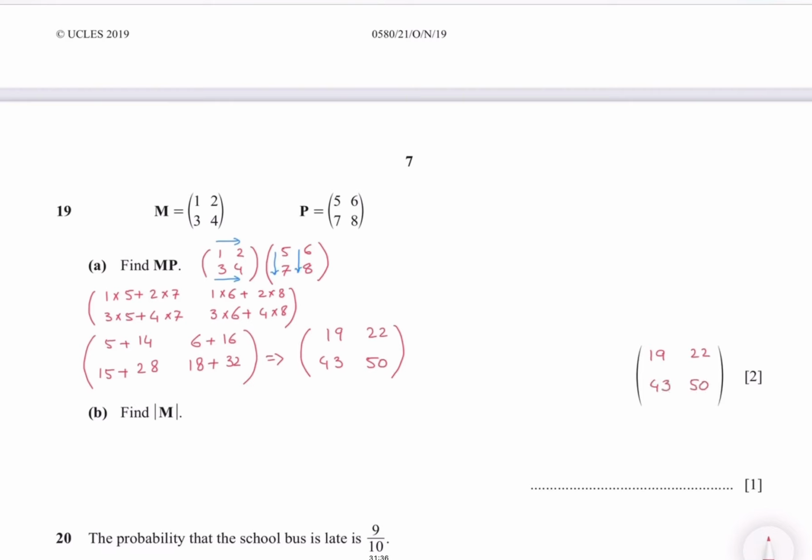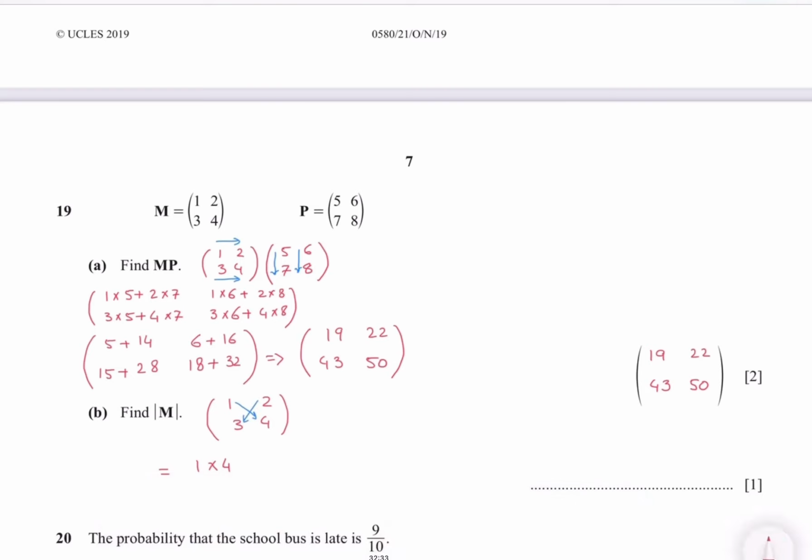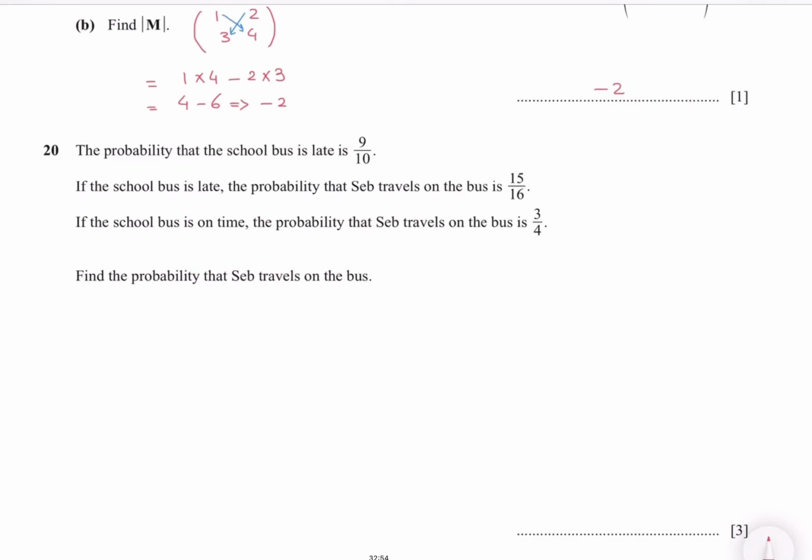In B part, find magnitude of M. Actually, this is the determinant of a matrix. So you write down the matrix M. Now 1 into 4 minus 2 into 3. So 4 minus 6 is minus 2. This is the final answer.